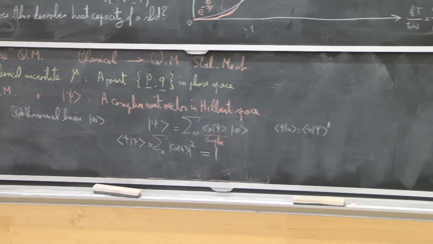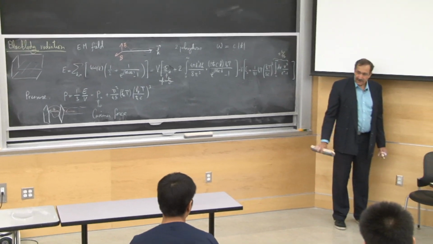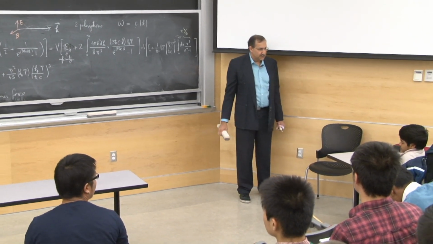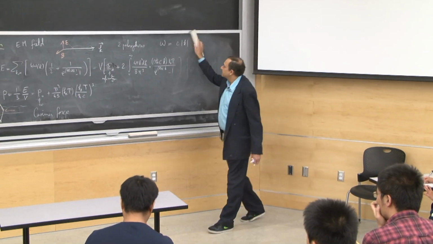Yes? You're not allowing particle number to vary, are you? At this stage, no. Later on, when we do the grand canonical, we will change our Hilbert space.